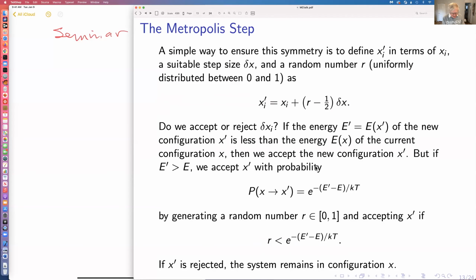And the key way of implementing this is something called the Metropolis Step. Roy Glauber once told me that this was actually invented by Fermi, and that during the Manhattan Project, Fermi described it to Metropolis and others who then eventually published it.